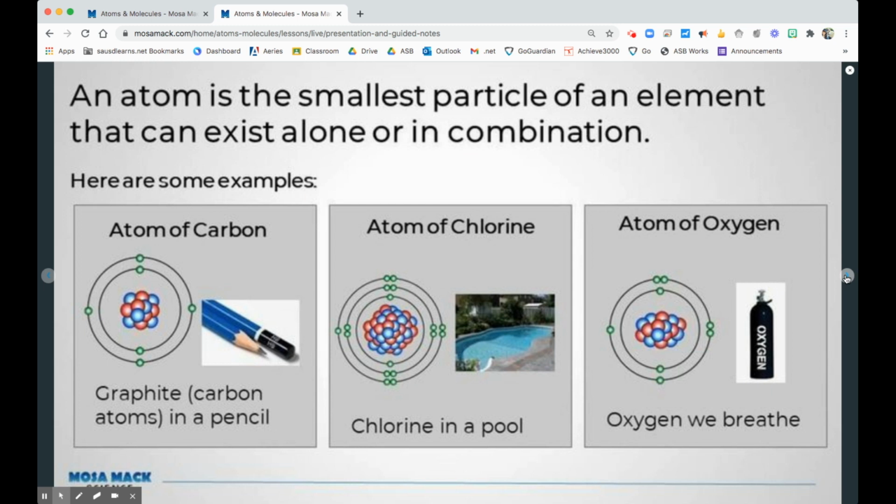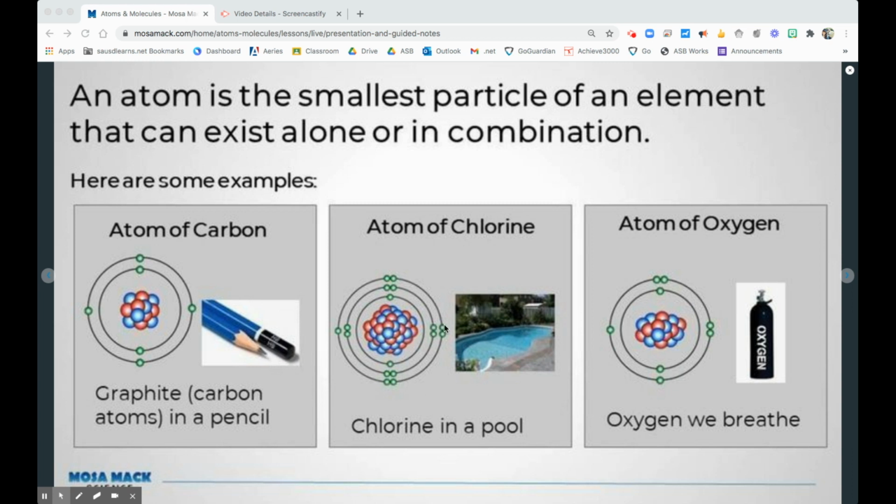But what exactly is an atom? An atom is the smallest particle of an element that can exist alone or in combination with something. Here are some examples of different atoms. Our first example is an atom of carbon. So in the center of carbon, we have protons and neutrons, and organized in the outer shells is the electrons. So a whole bunch of carbon put together makes graphite, which is what we use to write in pencils.